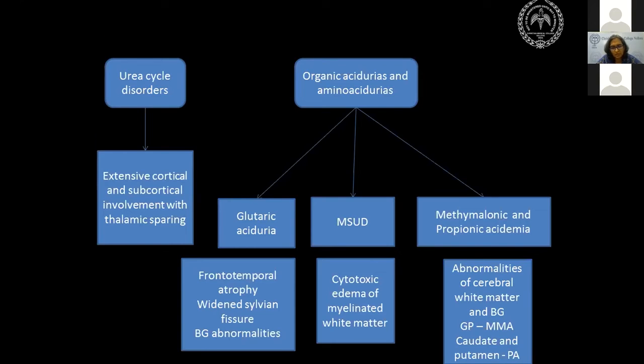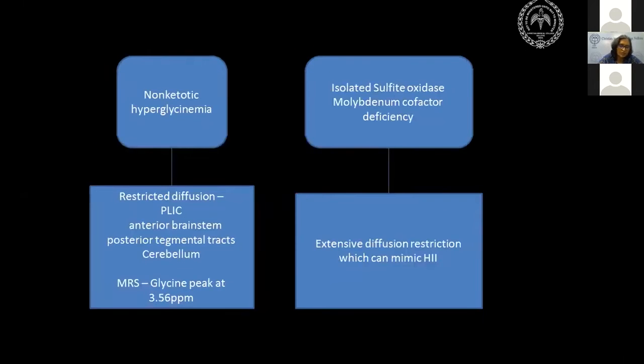In methylmalonic and propionic acidemia, they can have extensive cerebral white matter abnormalities, also involving the basal ganglia. Typically, the globus pallidus is said to be more involved in methylmalonic acidemia, and the caudate and putamen can be involved in propionic acidemia. In non-ketotic hyperglycinemia, we can see restricted diffusion involving the PLIC, the anterior brainstem, the posterior tegmental tracts, and the cerebellum. MRS typically shows a glycine peak at 3.56 ppm.